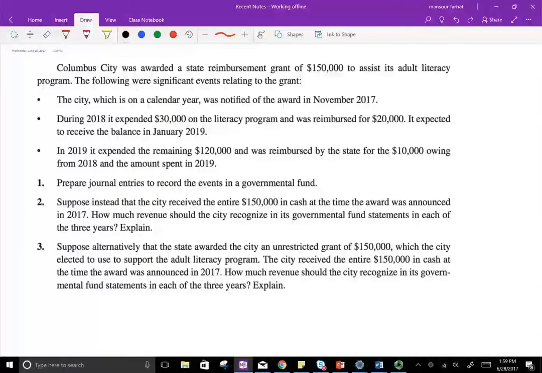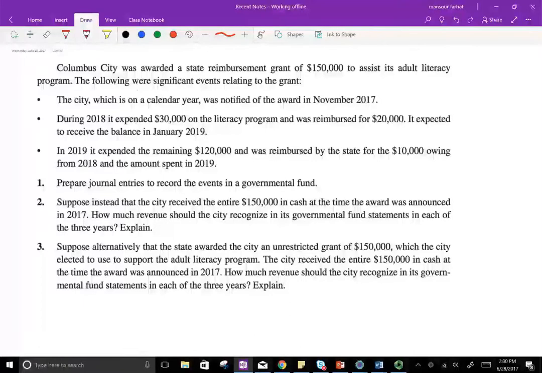Hello and welcome to this session in which we will look at how to account for governmental grants. This is Professor Farhat. Now keep in mind the government might receive different types of grants. Some grants are unrestricted, some are restricted, some are contingent, some are reimbursed. We have different types of grants. Let's look at some types of grants and work some journal entries.